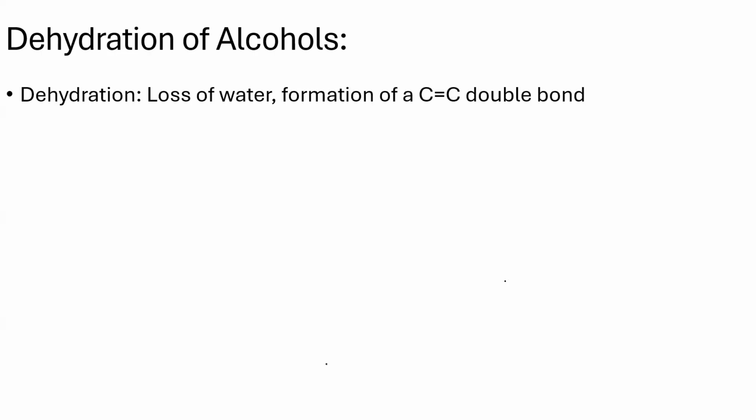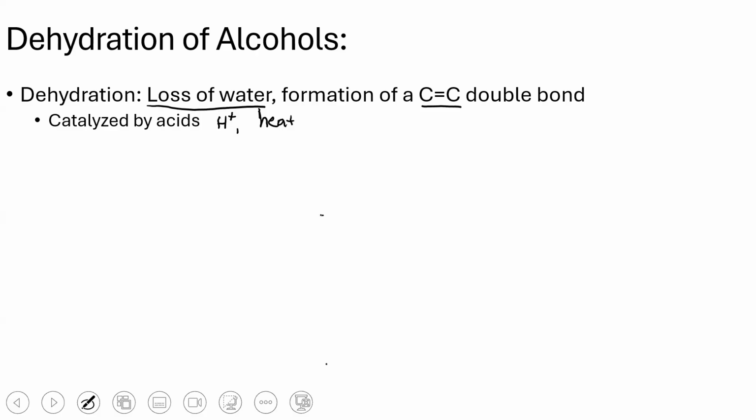Anyway, let's get started. The first type of reaction with alcohols we're going to cover are dehydration reactions. Dehydration reactions are kind of what they sound like. You lose water, but you're forming a carbon-carbon double bond where the alcohol used to be. This is catalyzed by acids. A lot of times acids will just be represented as H plus, and it takes place in a heated environment. So a lot of times you'll see H plus and heat. That just means that there's an acid present and that the reaction is heated up.